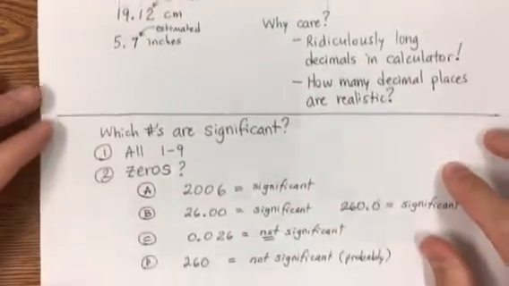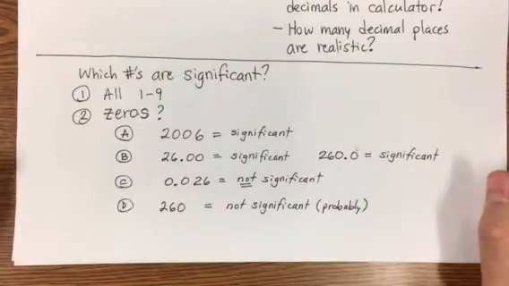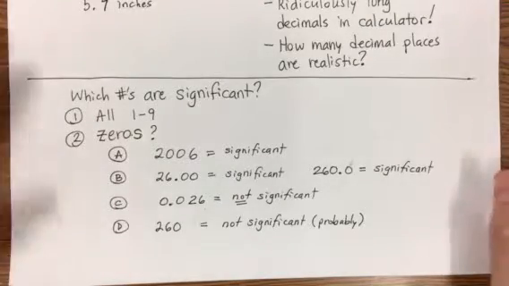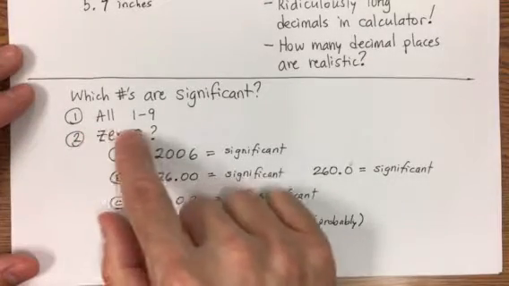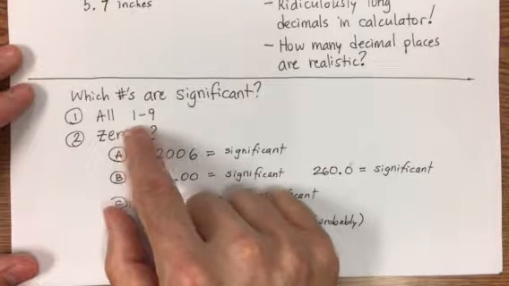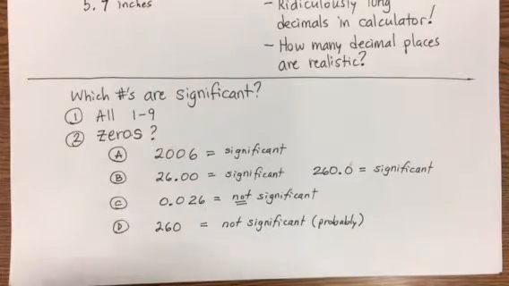Okay, so what are considered significant numbers? What are considered significant figures when you see a number? There's 5 rules to follow. First rule is every digit that has a 1 through 9 in it, so that would be 1, 2, 3, 4, 5, 6, 7, 8, or 9. Every one of those digits is going to represent a significant figure.